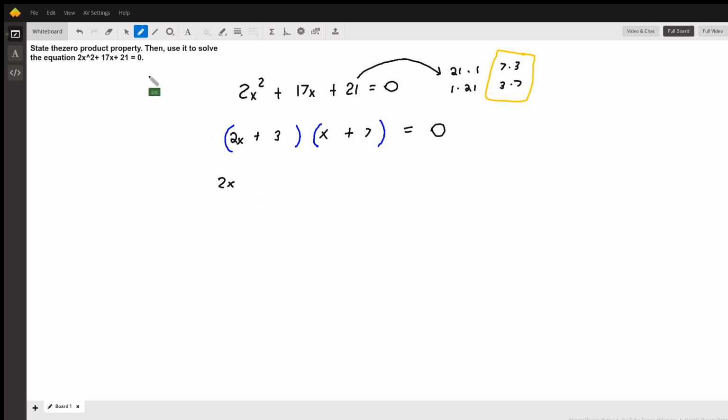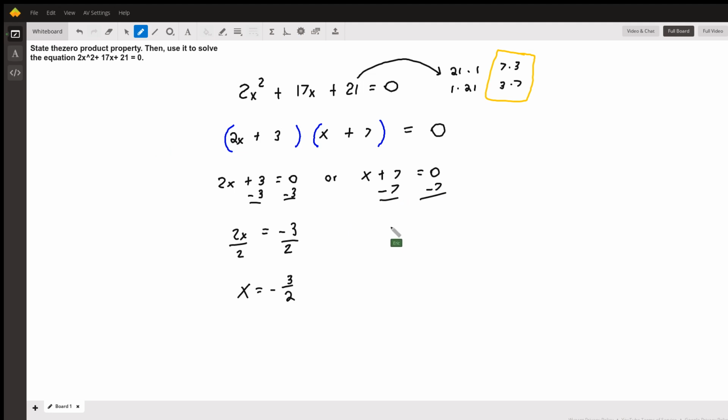So I'm actually going to fix that. Hold on. 2x plus 3 equals 0, or x plus 7 equals 0. Now just solve for x in each equation. On the first equation, we're going to subtract 3 from both sides. We get 2x equals negative 3. Now just divide both sides by 2, and we get x equals negative 3/2.